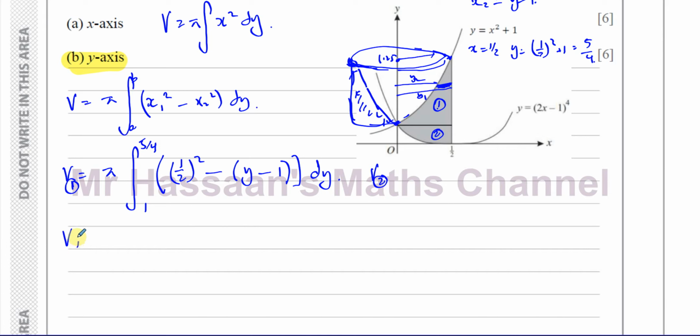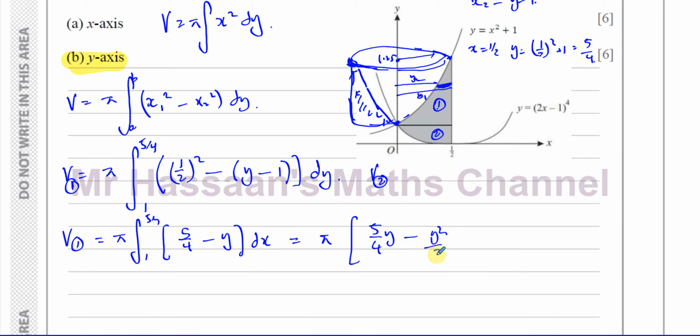So the volume of the first part is pi, with the limits 1 and 5 over 4. And now you have a quarter minus 1, that's plus 1, that's 5 over 4, minus y, integrated with respect to y. All right, that's getting somewhere. So now I can actually integrate this. I have 5 over 4 y minus y squared over 2. This one gains the y, and this one becomes add 1 to the power, divided by the new power, and we have our limits of 5 over 4 and 1.